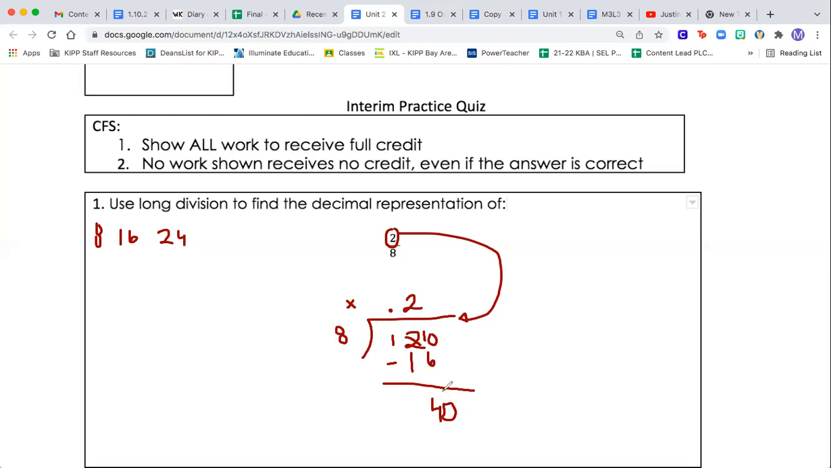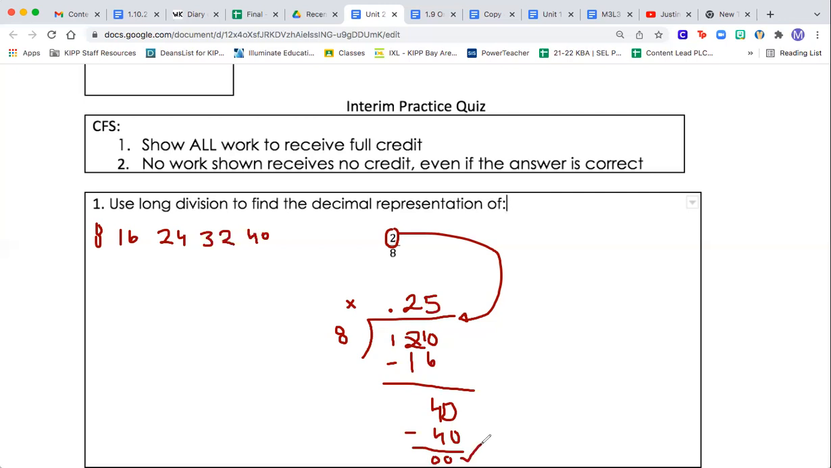Now I could do this 5 times because multiples of 8 are 8, 16, 32, and 40. So 8 goes into 40 5 times perfectly because 40 is a multiple of 8. So we subtract by 40 and we get a double 0. And so that double 0 means that we are done.